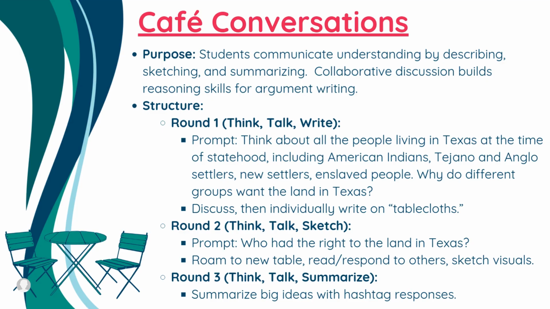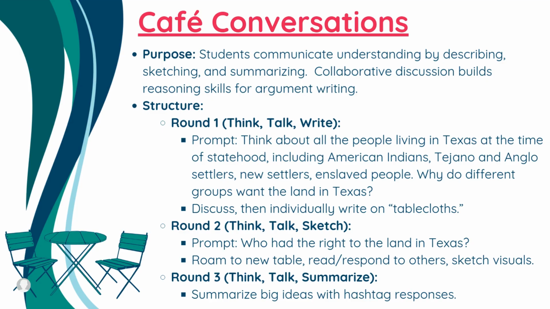So, one way that you can support students in their argument writing is by doing the cafe conversation strategy ahead of time. And we did this in a previous lesson, but cafe conversations is a structured way to get every student writing, sketching, and talking about the compelling question. The prompts shift from identifying the perspectives of people living in Texas to making a claim about who had the right to land in Texas. By the end, students have engaged with multiple perspectives and generated evidence that they can use later in their argument writing.